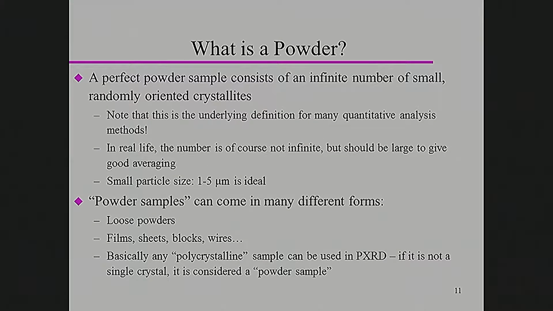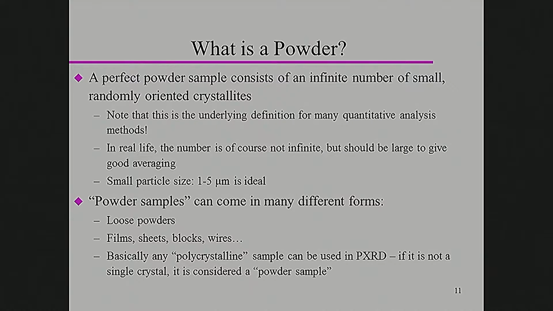So, what is a powder? The definition of a perfect powder is that it consists of an infinite number of small, randomly oriented crystallites. Okay? And that is really the underlying definition that a lot of the programs that you use to analyze your powder data use. Okay? Now, in real life, we'll never have a perfect powder because we can't have an infinite number of crystallites, right? But it should be a large number so that we get good averaging. The other question that people often ask me is small. Define small, right? Because nowadays that could mean anything.